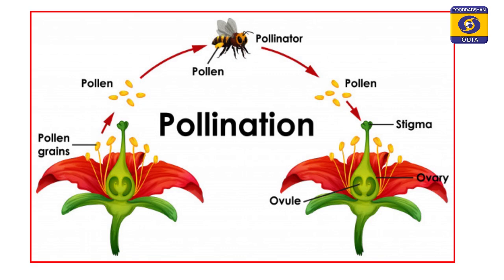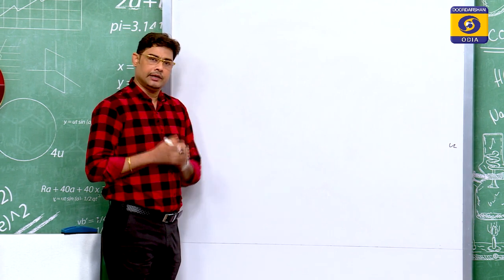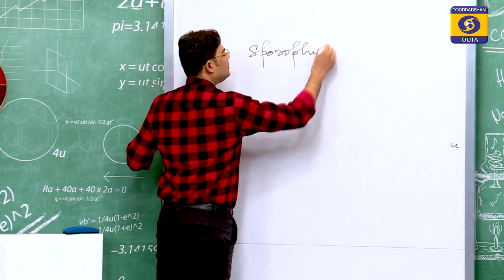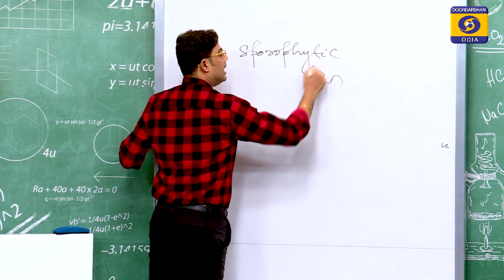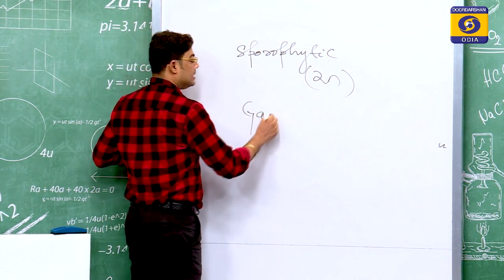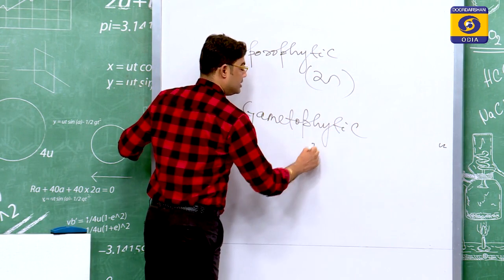Today, we will discuss something about pollination, why this pollination is important, and what role exactly it plays in the life cycle of a plant. Okay, let us see. In a plant, two types of generations are there. One is the sporophytic generation, which is a diploid one, and the other one is the gametophytic generation, which is a haploid one.